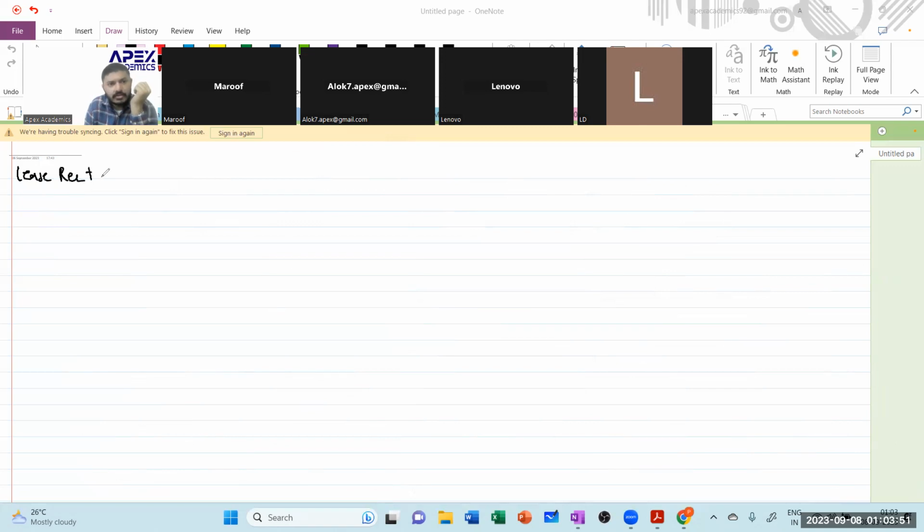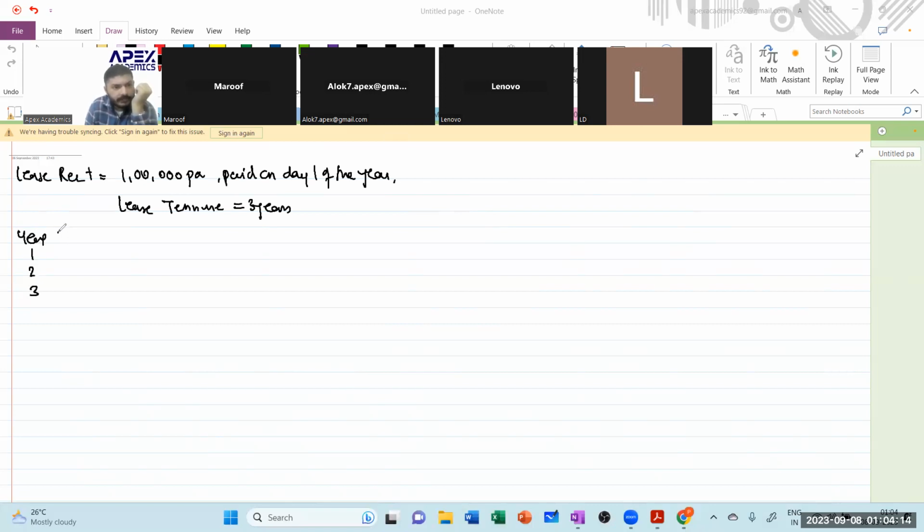Lease rent 1 lakh per annum, paid on day 1 of the year. Lease tenure is equal to 3 years. Year 1, year 2, year 3. Lease payment: 1 lakh, 1 lakh, 1 lakh.